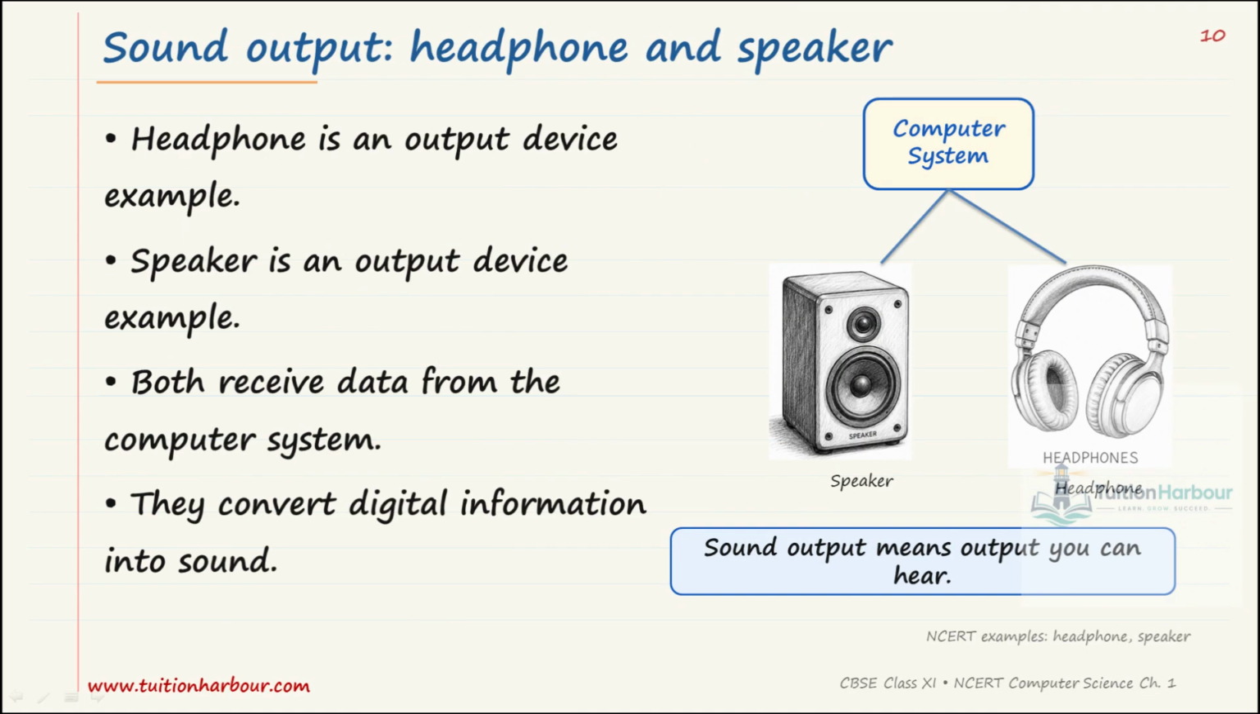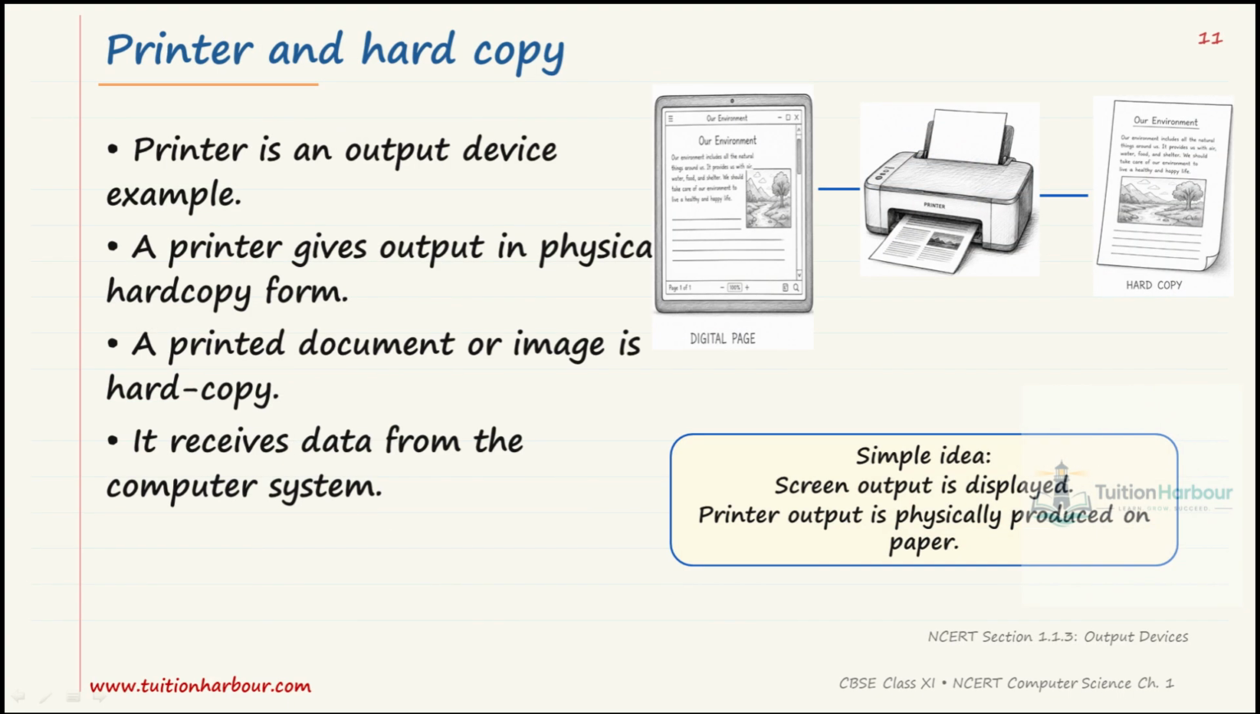Headphones and speakers provide sound output. They receive data from the computer system and convert digital information into sound. Sound output means output that you can hear. A printer produces a physical copy of digital information. This is called a hard copy. A document shown on a screen is displayed output, while a printed document or image is physically produced on paper.